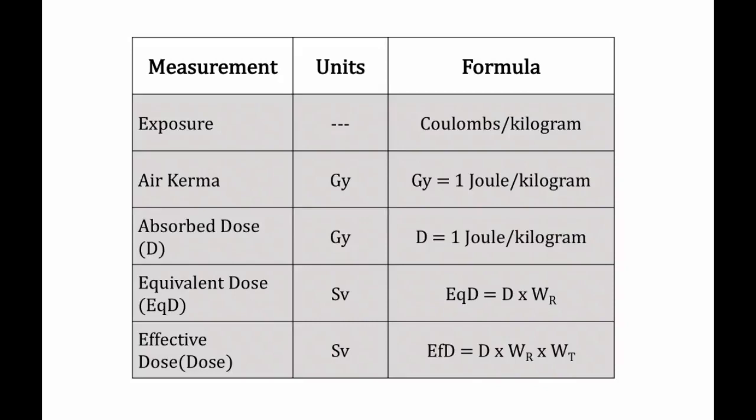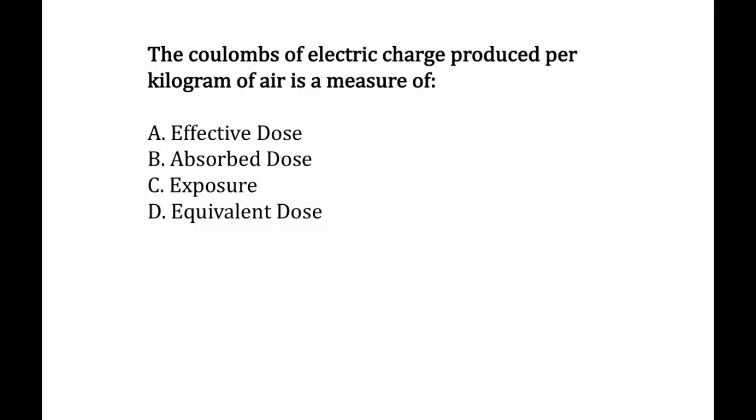So how do we use all of these measurements and units and formulas in calculations? Let's look at a few sample problems. Here's the first question. It's not really a mathematical problem, but it does make sure that we understand some definitions. So the coulombs of electric charge produced per kilogram of air is a measurement of which of these?